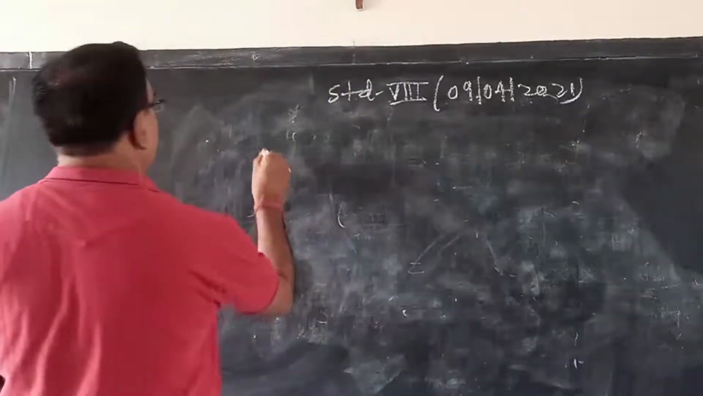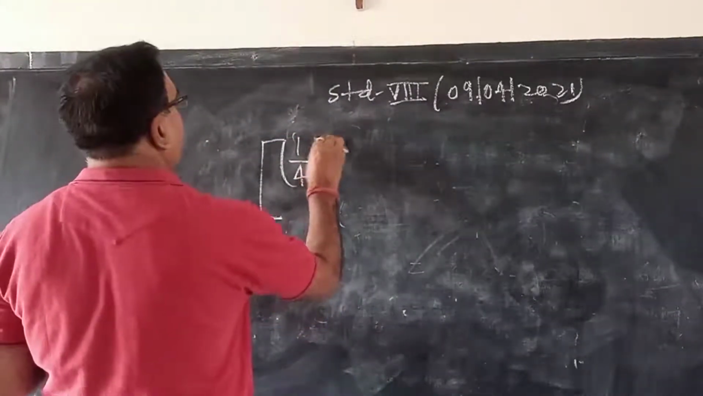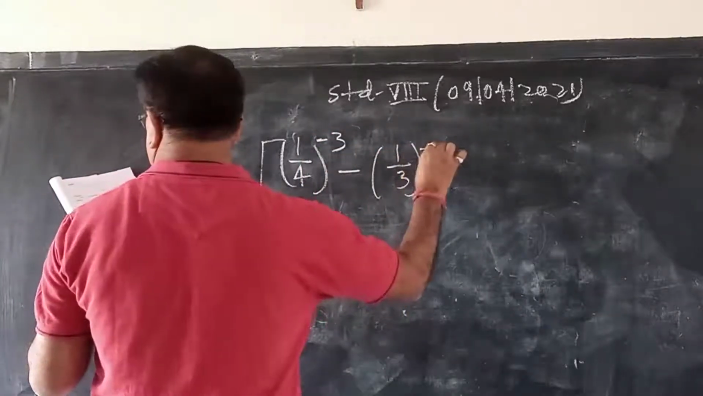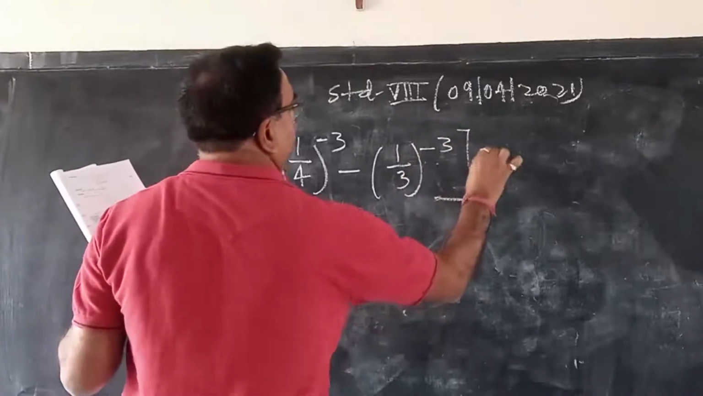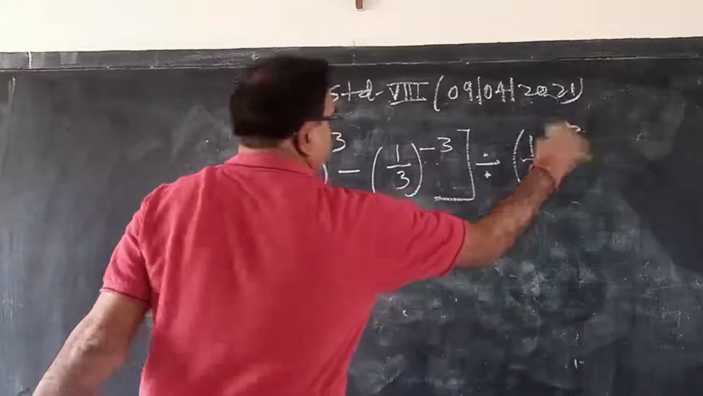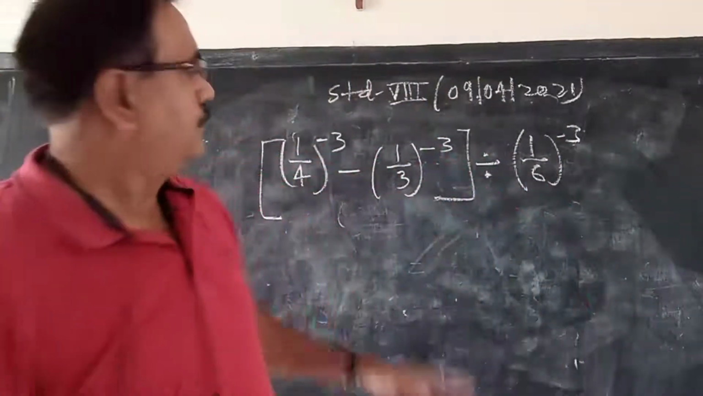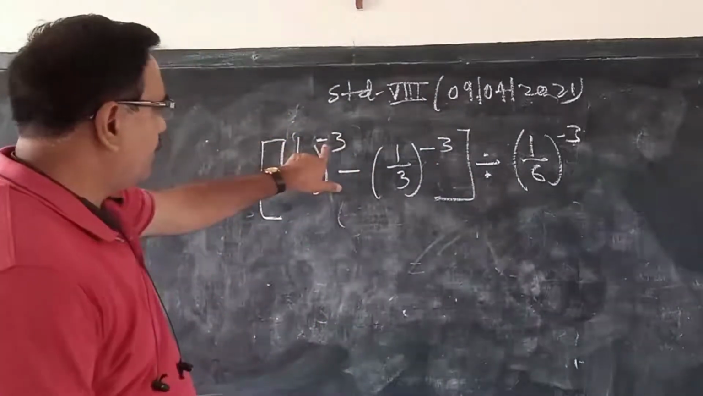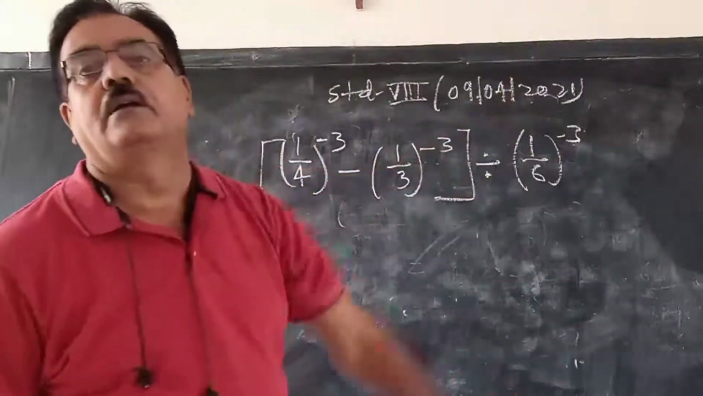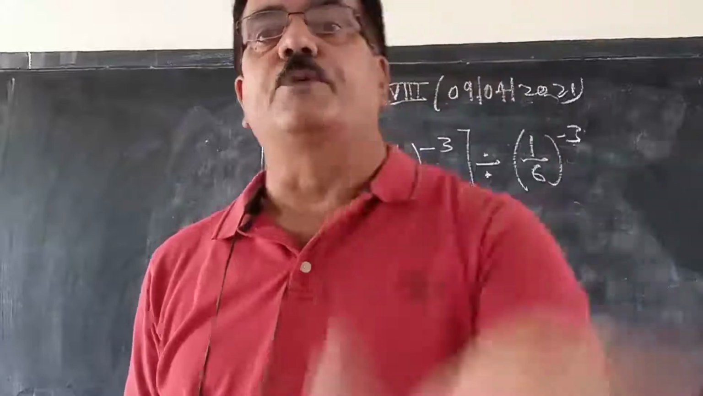See it: (1/4) to the power -3 minus (1/3) to the power -3, divided by (1/6) to the power -3. We have to evaluate. So see there, the power is negative in all the three. What will we do? First, we will make the power positive by taking the reciprocal value.